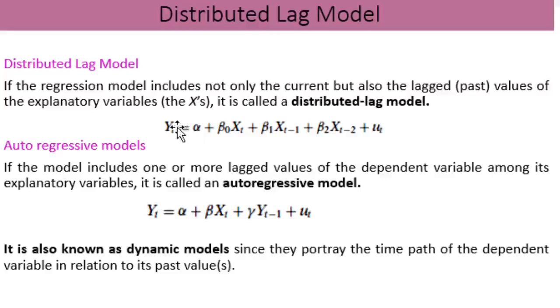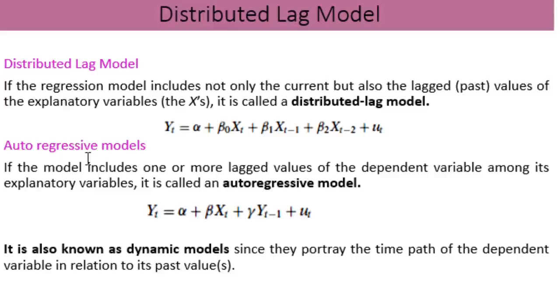That is, yt equal to alpha plus beta 0 xt plus beta 1 xt minus 1 plus beta 2 xt minus 2 plus ut. Now here yt is a function of the lagged values xt minus 1 and xt minus 2. Here xt minus 1 and xt minus 2 are the lagged values of xt. Therefore, these types of models are known as the distributed lag model.